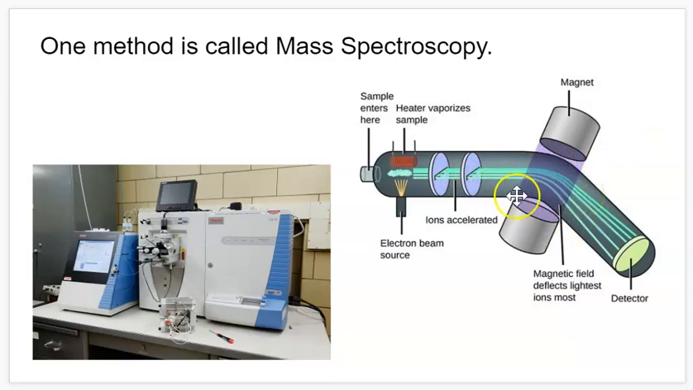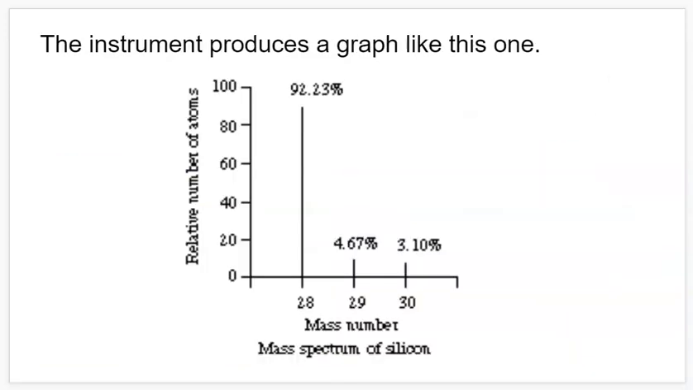And as they are deflected in this path, they're going to hit a detector at the end of the tube. And there's a film on here that detects when a charged particle hits it. And then the detector is going to be counting how many times charged particles hit certain parts of that film. And that'll give us a good idea of the relative masses of the particles that are being sent through the instrument. And then you're going to end up with something like this.